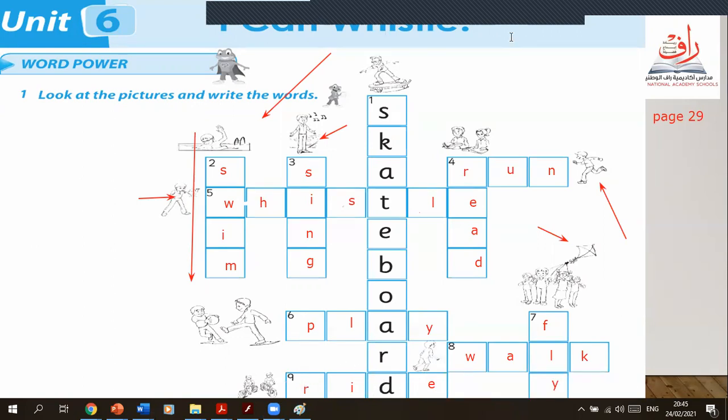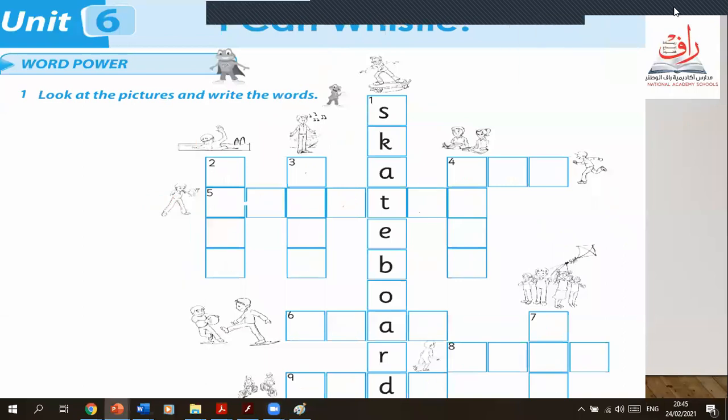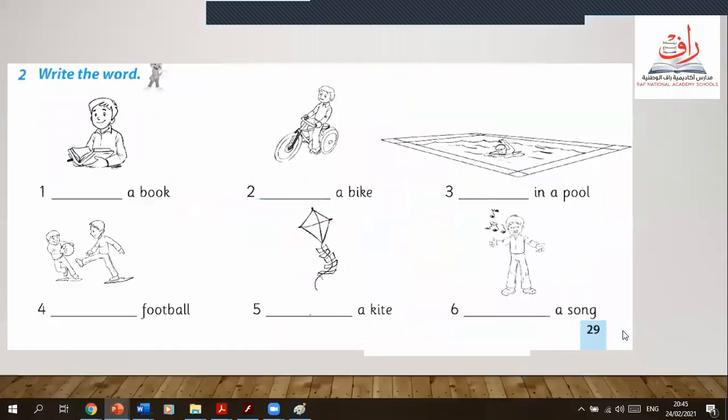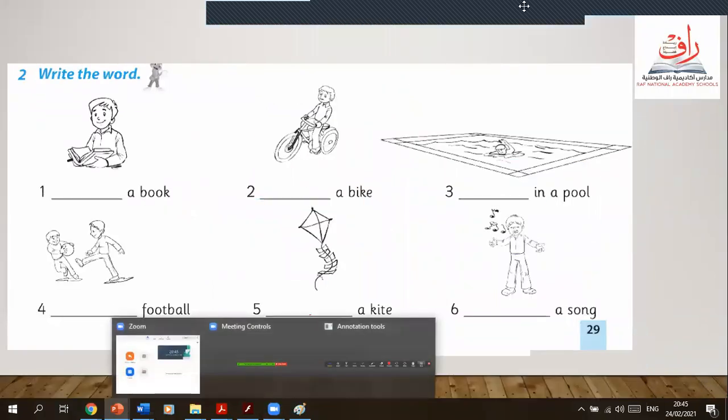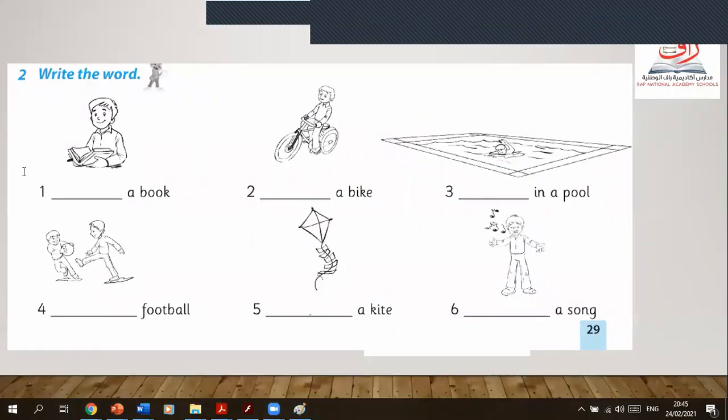Good job. So this is about exercise number 1. Done? Have you finished? Well done. Okay, let's go to exercise number 2. Write the words. Are you ready? Okay, let's go to question number 2. Write the words. Let's go to number 1.